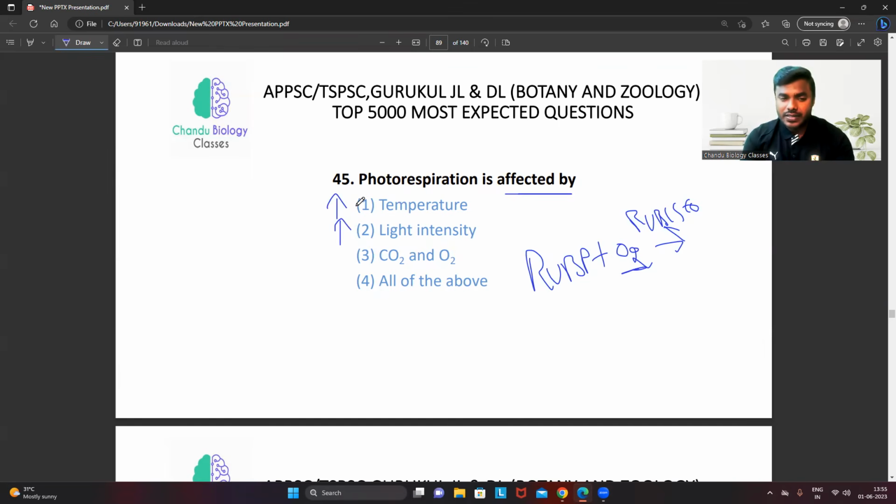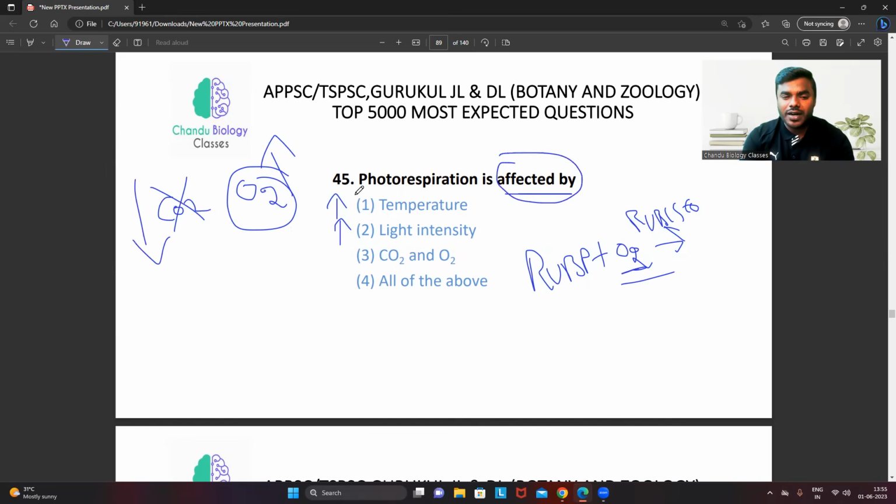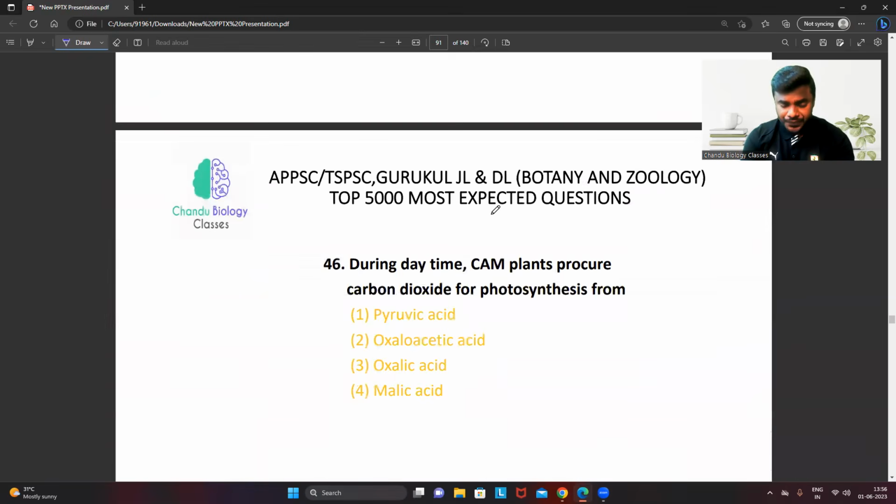At a high light intensity and a high temperature, carbon dioxide is completely solubilized, so no carbon dioxide is available. What is available? Only oxygen. So when oxygen is available, the Rubisco fixes only oxygen. If oxygen is more available, it means the carbon dioxide is low. So friends, photorespiration is affected by all the factors. Very important question: temperature, light intensity, carbon dioxide, and oxygen. Hence, the correct answer is 4, all of the above. Not to confuse.